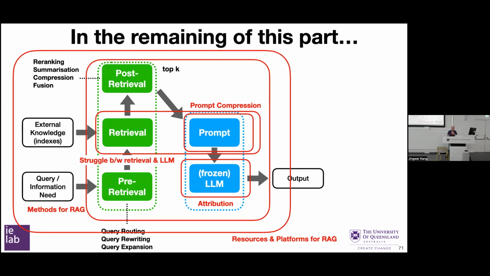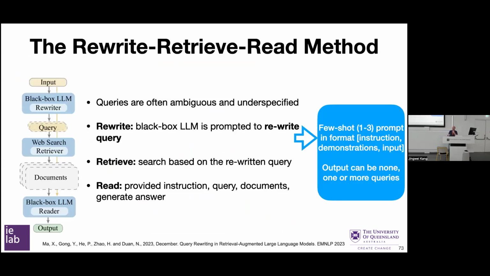So, okay, let's go through methods for RAG then, since it was more or less the majority of the people. A few methods that I highlight. The first method is called rewrite, retrieve, read. And it is quite simple to understand.